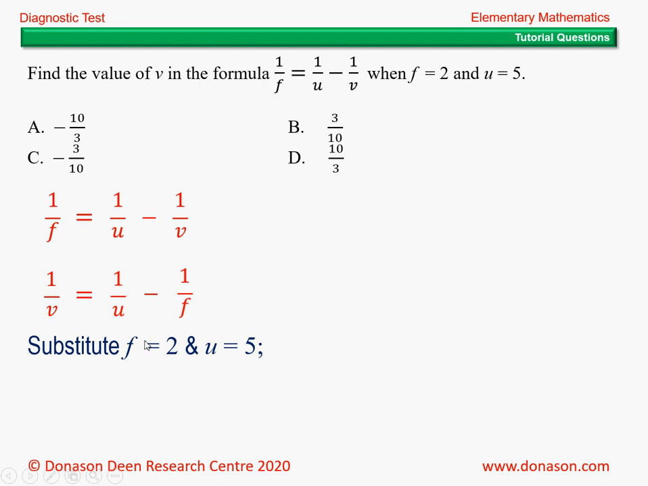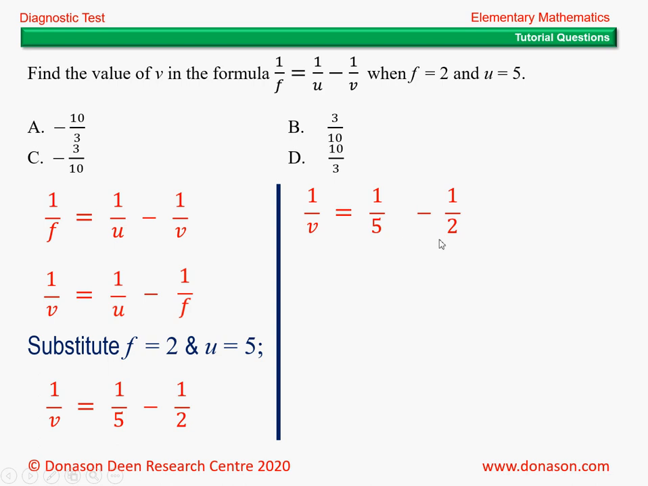Once we make it into this, we need to substitute F equal to 2 and U equal to 5. Wherever you see F you replace it with a 2, and wherever you see U you replace it with a 5. So we're going to have 1 over V equals 1 over 5, because U is 5, minus 1 over 2, because F is 2. So that's what I have done here. I got 1 over 5 minus a half. Now we're going to perform the subtraction.